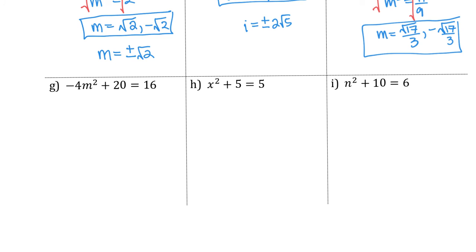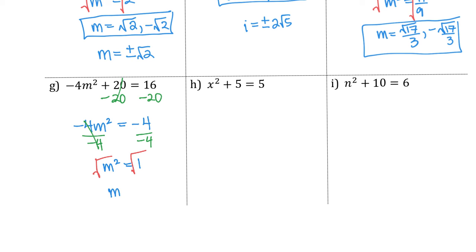Okay, last 3. And these ones just have something that's a little different, but we can still solve them. Okay, so like, let's see, I'm going to minus the 20. Cancels. 16 minus 20 is negative 4. I'll divide by negative 4 because I'm still trying to isolate the m squared. Negative 4 divided by negative 4 makes it positive. 4 divided by 4 is 1. Now that the m squared is isolated, I can square root both sides.